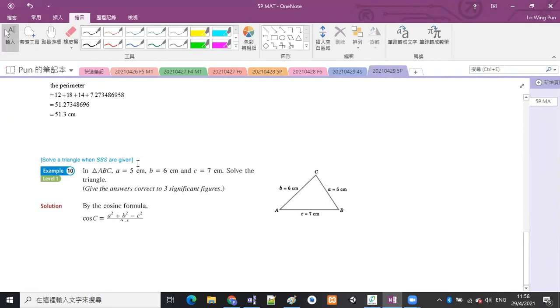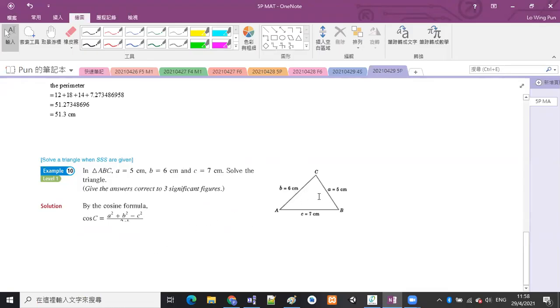Example 10. So in triangle ABC, length a is 5 cm, length b is 6 cm, and length c is 7 cm. Solve the triangle. Solve the triangle means to find the remaining lengths and angles, okay? But we do not have any lengths to be found. We just need to find all the angles, angle A, angle B, and angle C, right?